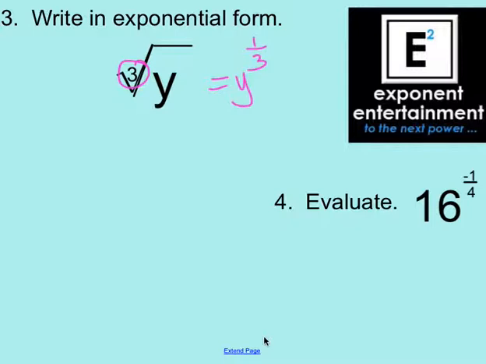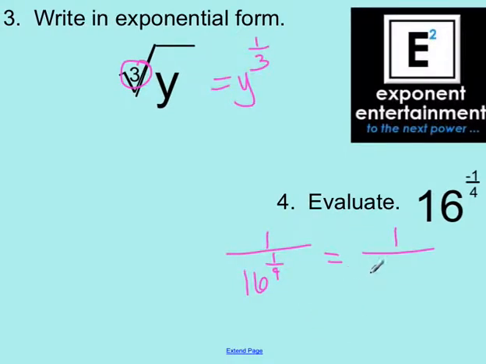Example 4 says evaluate 16 to the negative 1/4. Okay, well, let's evaluate this. Before, we need to take care of our negative exponent. Whenever you have a negative exponent, remember you can move it to the denominator and it will become positive, so it's 1 over 16 to the 1/4 power. So this is equal to 1 over the 4th root of 16.